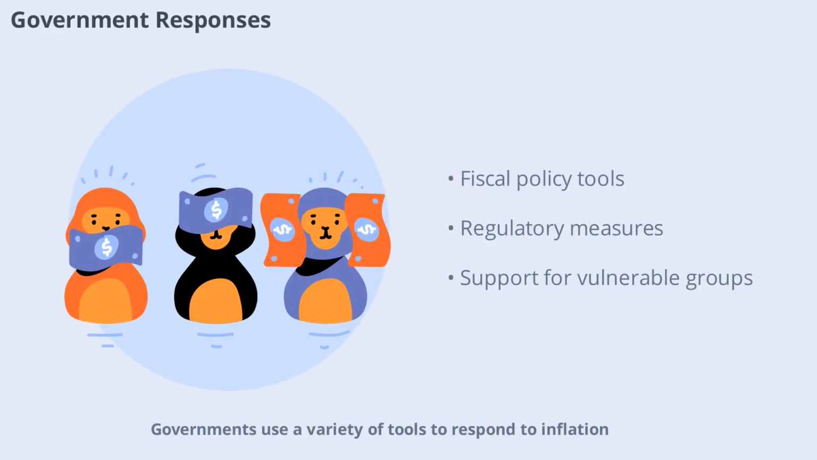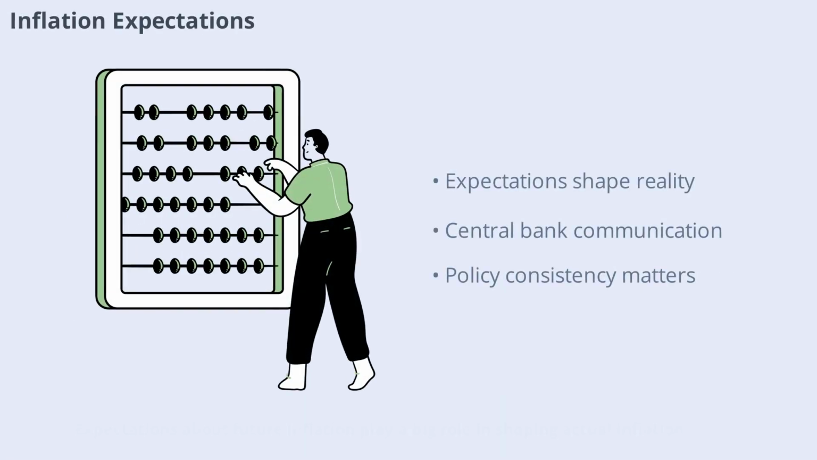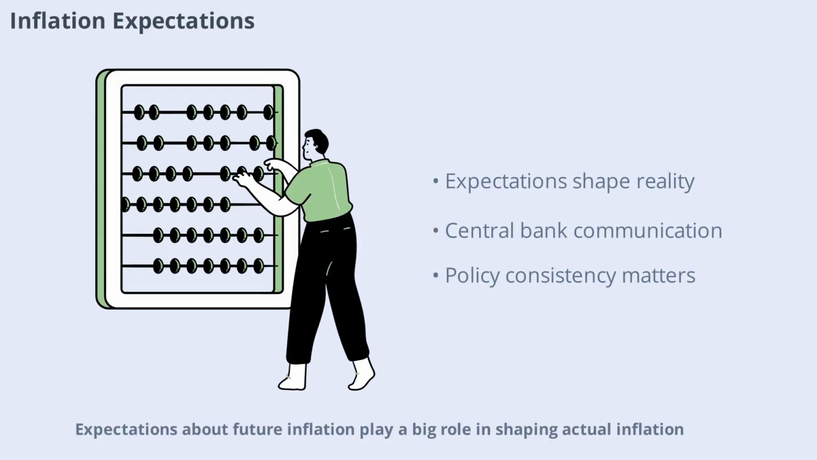Governments use a variety of tools to respond to inflation. These include fiscal policies like adjusting taxes and government spending, as well as regulatory measures to control prices or support vulnerable groups. The effectiveness of these responses depends on the underlying causes of inflation and the specific circumstances of each country.